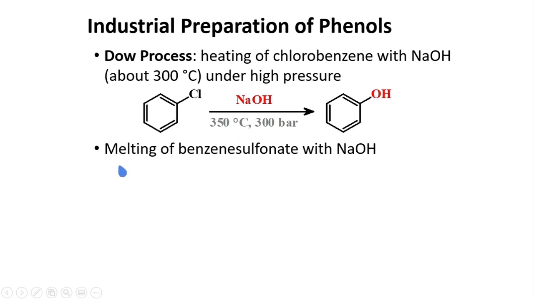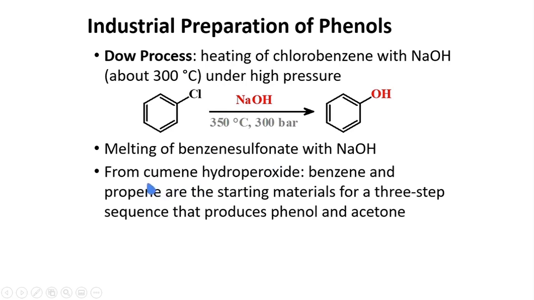Another method is melting of benzene sulfonate with sodium hydroxide. It is a process that is very similar to this first one. You just replace this chloro group with sulfonate, with high temperature and high pressure as well.